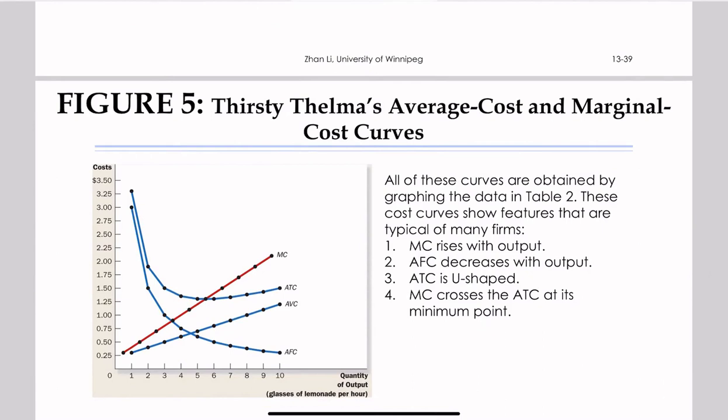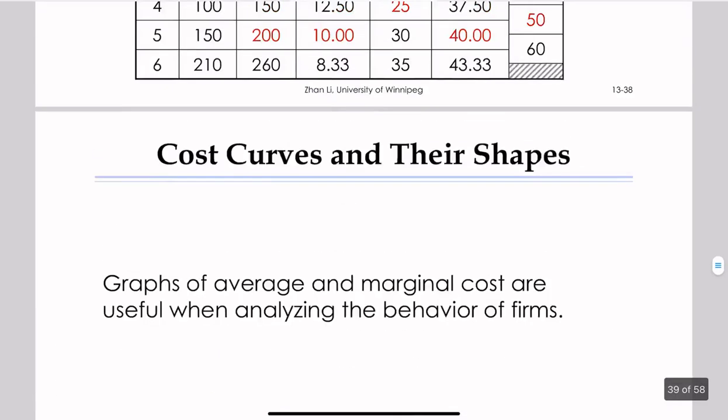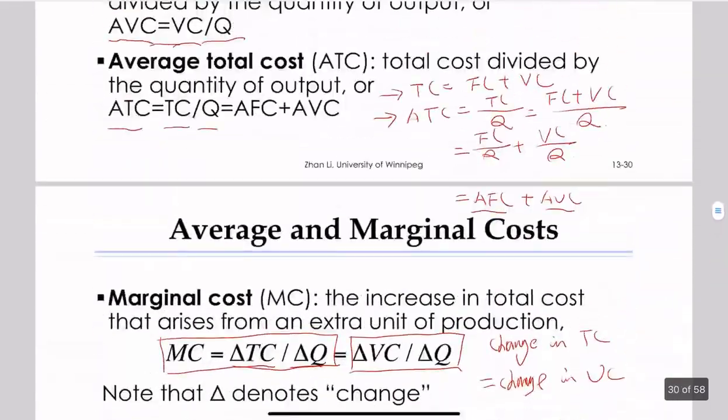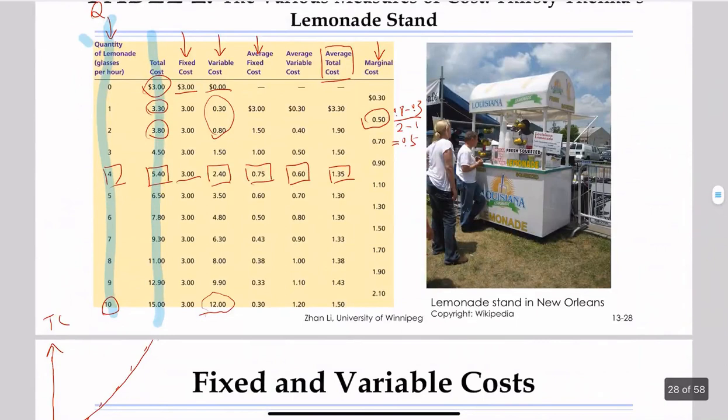So this picture gives you the marginal cost curve, average total cost curve, average variable cost curve, and average fixed cost curve from this Thirsty Thelma's example. How do you get these curves? Well, it's very easy, because you have this table here, right?